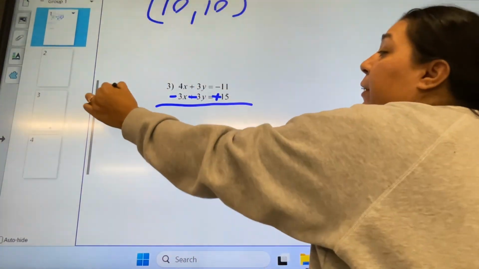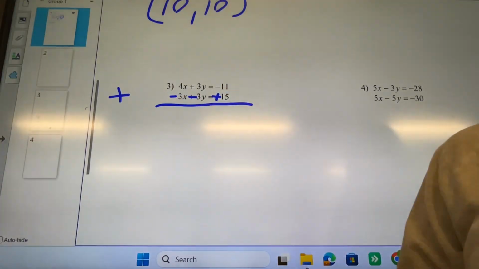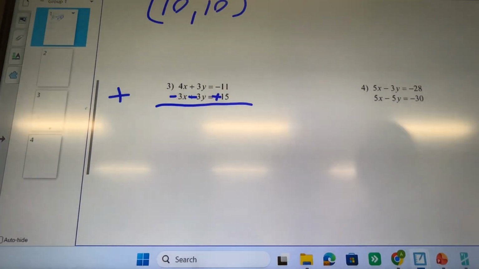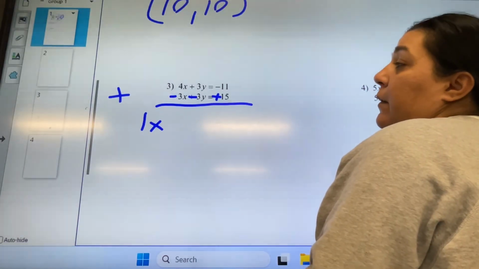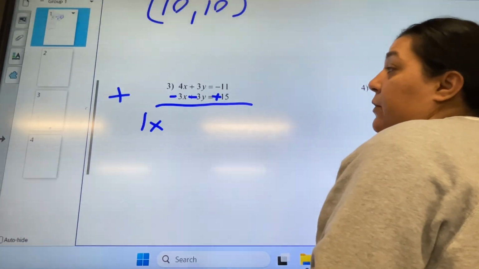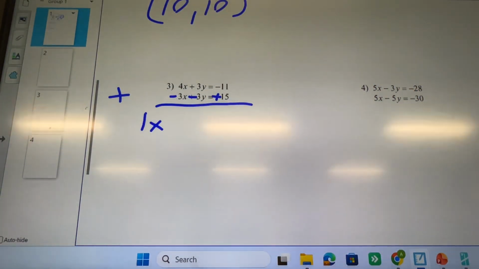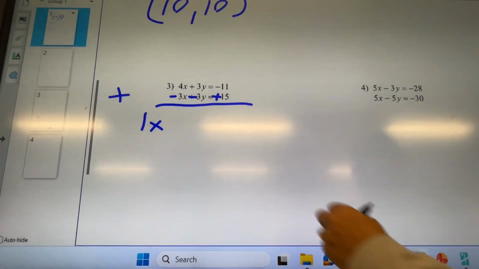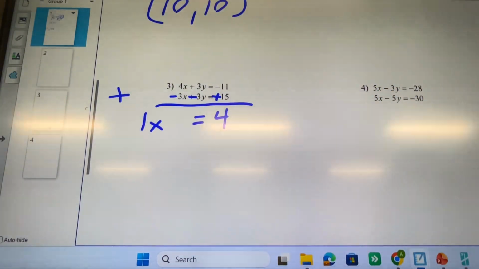And now if we add the two equations together, we've got 4 plus negative 3, 1x. 3 plus negative 3 is 0, it cancels. Negative 11 plus 15 is 4.